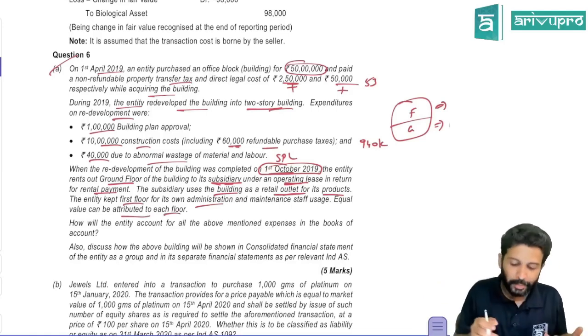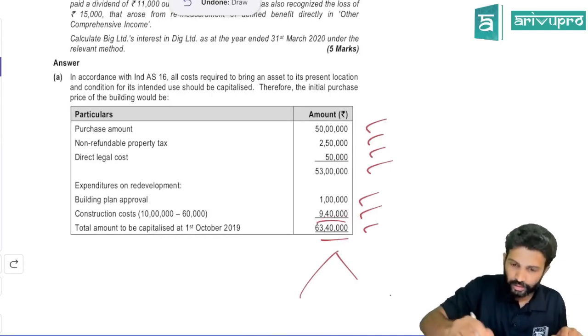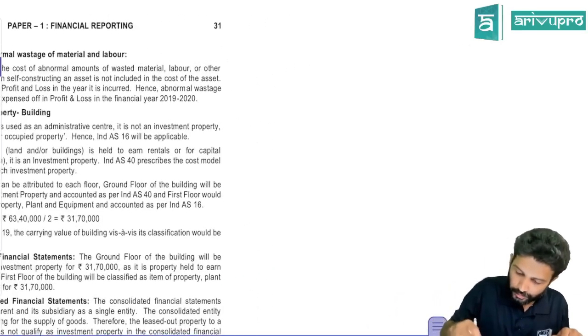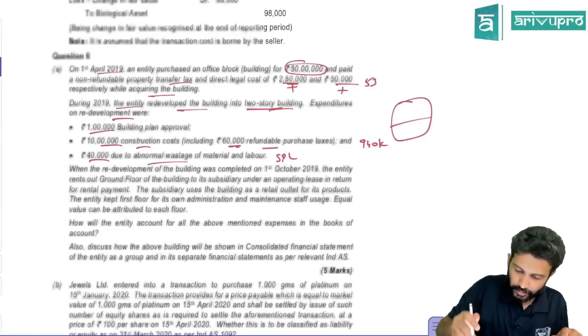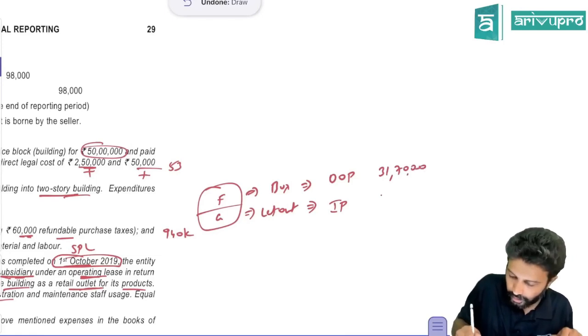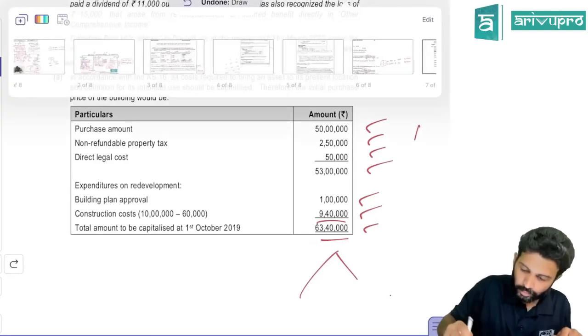Equal value can be attributed to each floor. Yes. Totally, the value of this is 63 lakh 40,000. So they're saying equal value, 63 lakh 40,000. You have to divide among 2 floors. It means each floor's value will be 31 lakh 70,000. Basically 63 lakh 40,000 divided by 2.